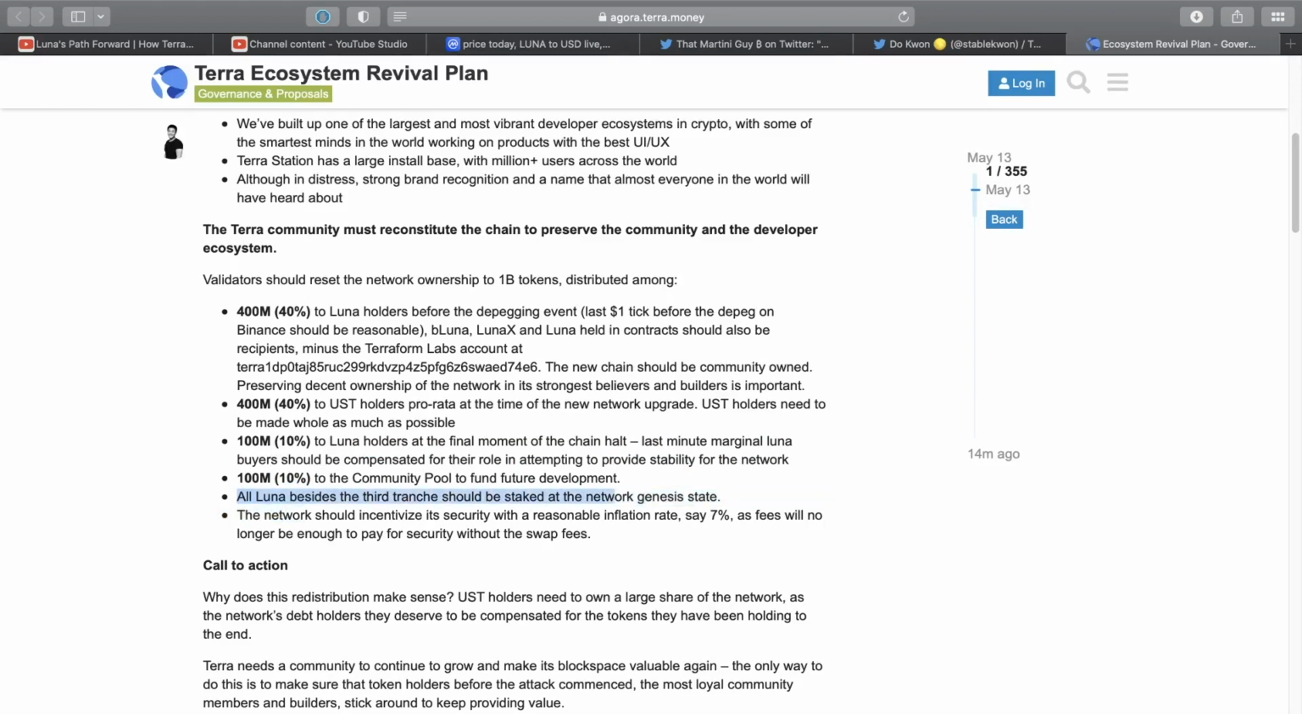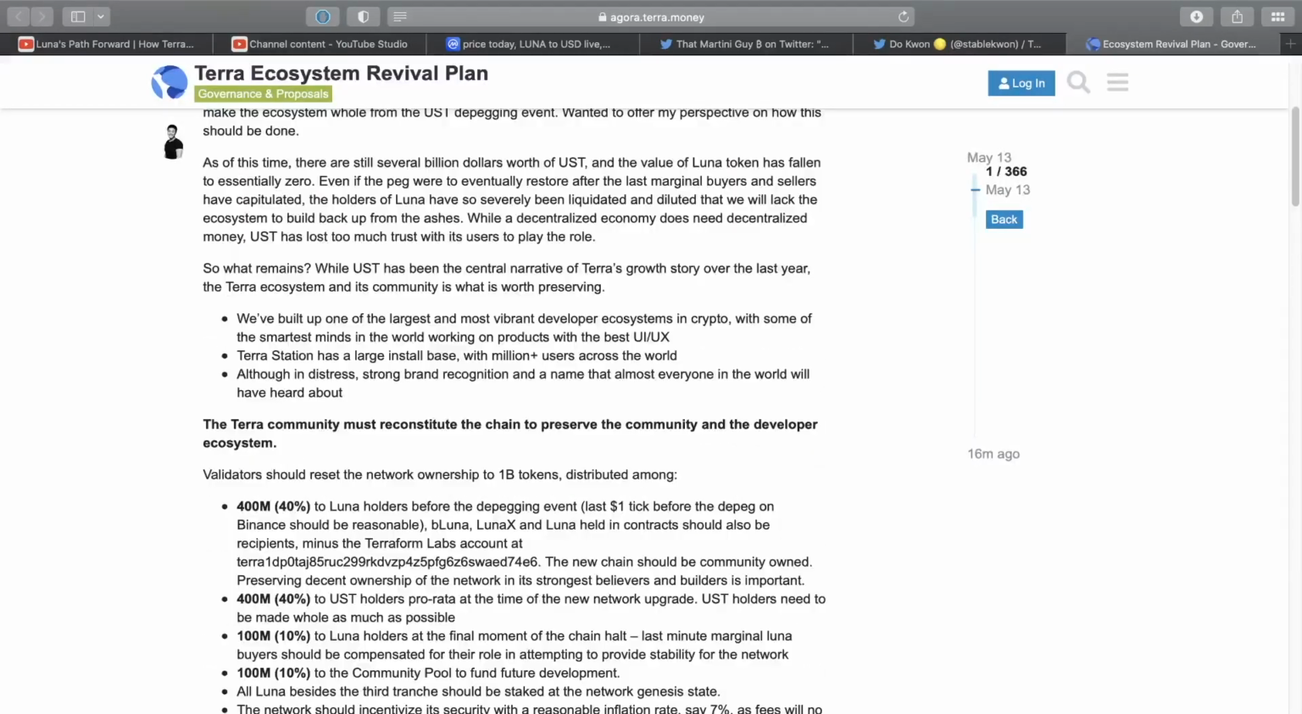All Luna besides the third tranche should be staked at network genesis state. The network should incentivize its security with a reasonable inflation rate, say 7%, as fees will no longer be enough to pay for security without the swap fees. So to sum up things thus far, he's proposing to basically fork the Terra ecosystem and make sort of a brand new copy of this whole ecosystem with just 1 billion tokens distributed amongst this group of people.